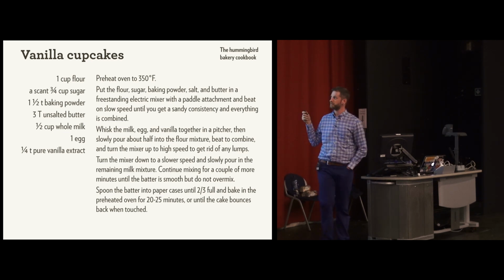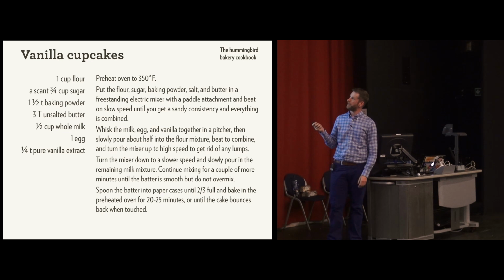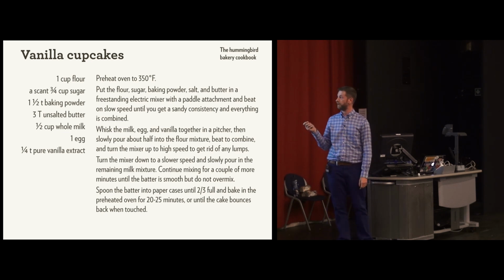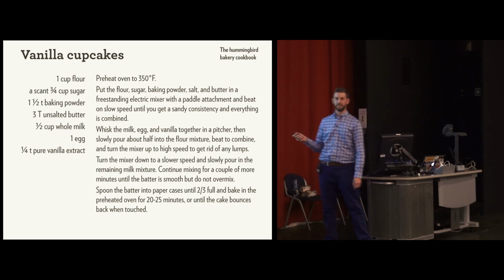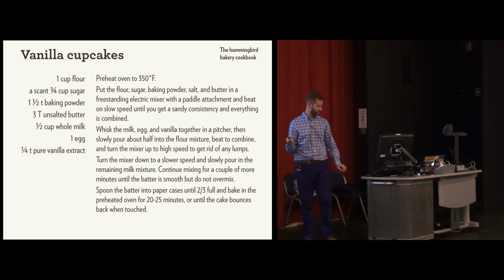Okay, cool. So if you've ever made a cupcake before and you read this recipe, you'll notice it's quite explicit, right? Put the flour, sugar, baking powder, salt, and butter in a freestanding electric mixer with a paddle attachment and beat on slow speed until you get a sandy consistency and everything is combined, right? Or my favorite instruction here is continue mixing for a couple more minutes until the batter is smooth, but do not overmix, right? Worst advice ever. Don't overmix. You can kind of take that as given, right? Don't undermix it either. Don't overbake your cookies.